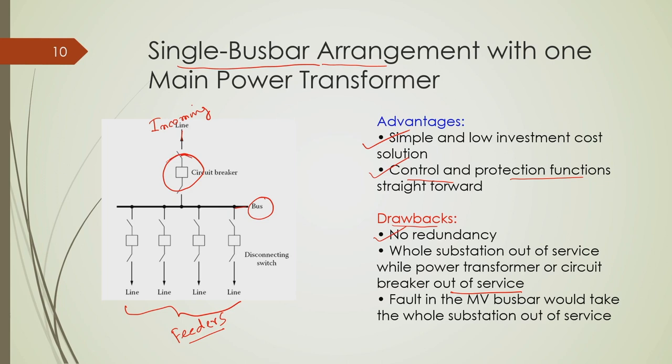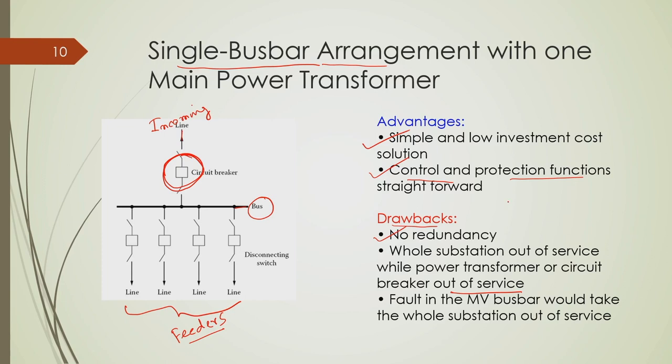If we need maintenance of that particular breaker, then we need to take the total outage of this substation, and none of these feeders will be energized. That is why there is no redundancy. The whole substation will be out of service when there is any fault in the power transformer, which is connected somewhere here, or in this incoming breaker.